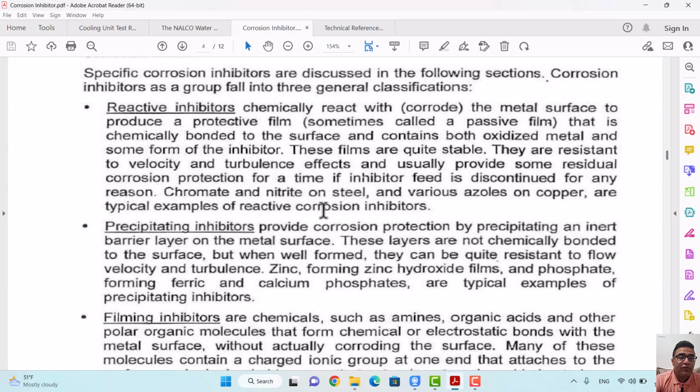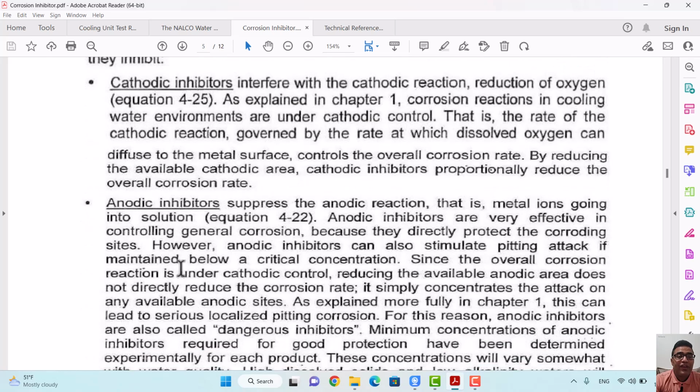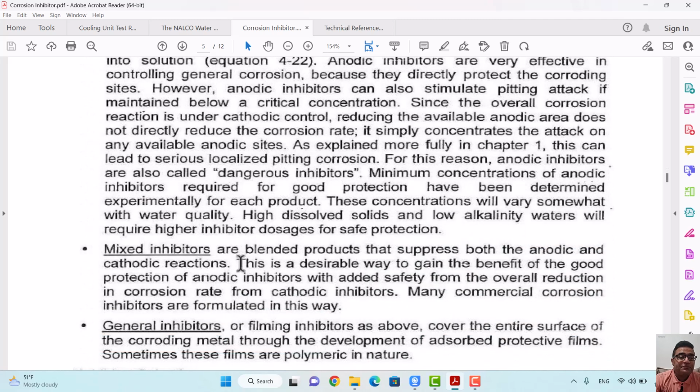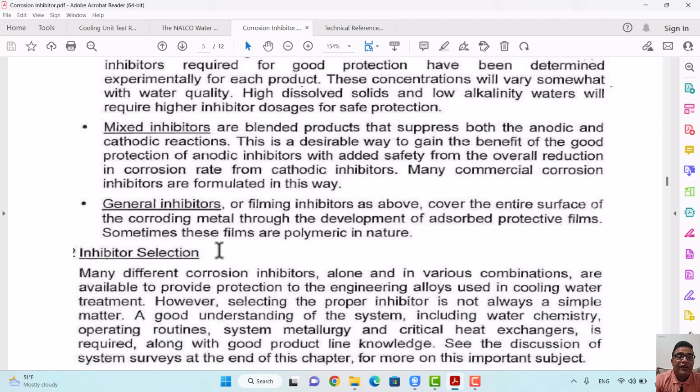From the first perspective, precipitating inhibitors are most commonly used in cooling water systems in the oil and gas industry. From the second perspective, mixed inhibitors are used because they are a combination of both anodic and cathodic inhibitors, and they can protect all types of metal surfaces.